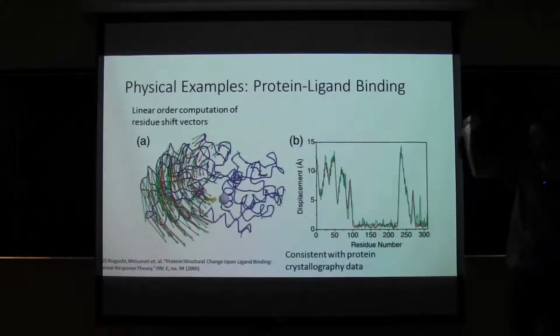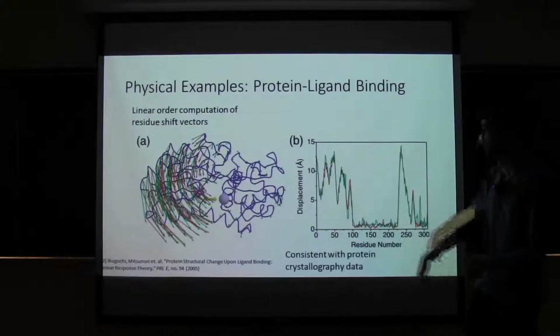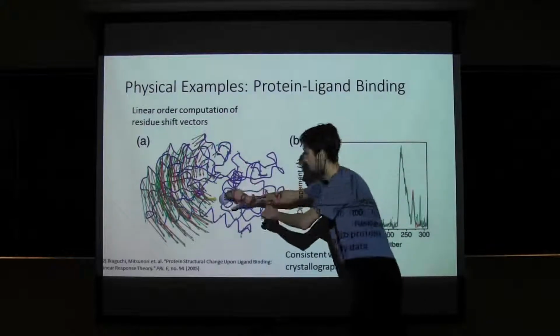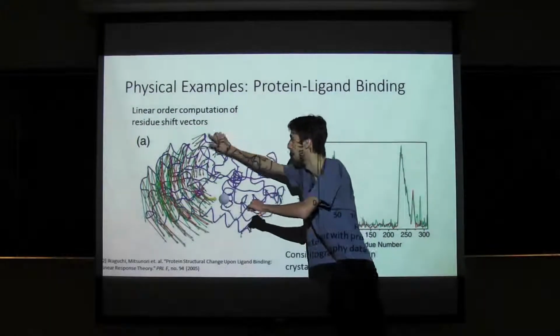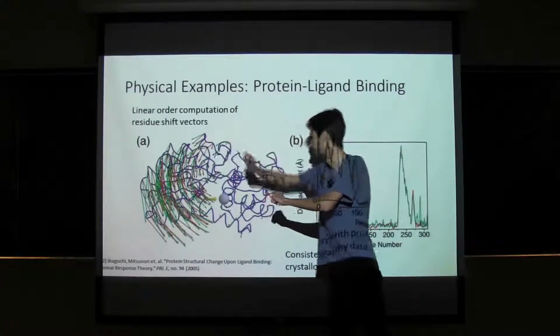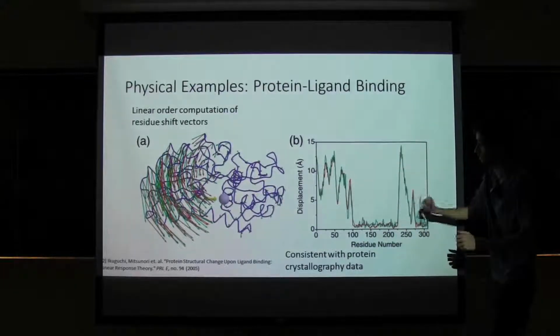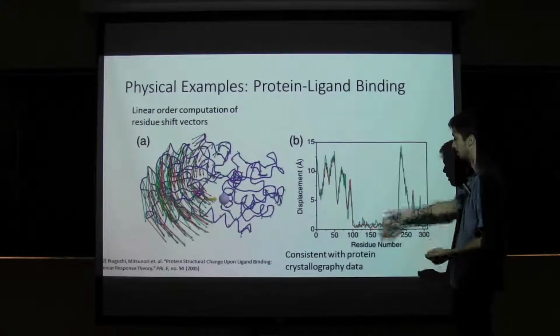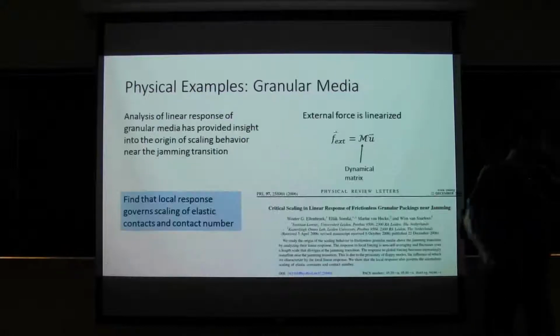Go next. And you can see a graphic of what they get. The result is that from the proximity of this ligand molecule, each of these atoms on the protein is going to be displaced some amount. And you see that the result agrees fairly well with the crystallography data.